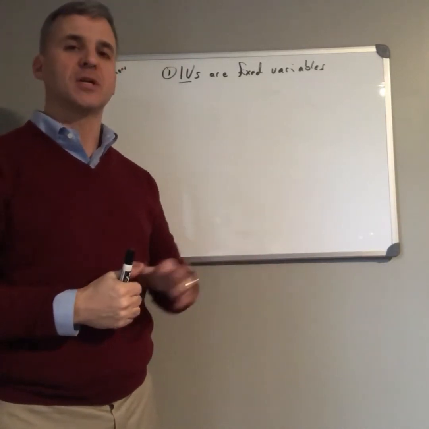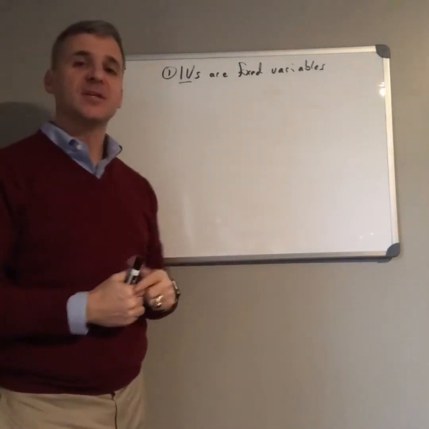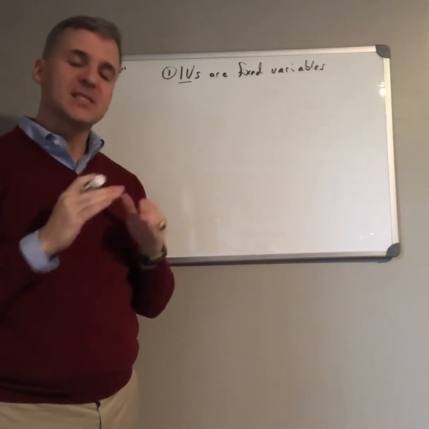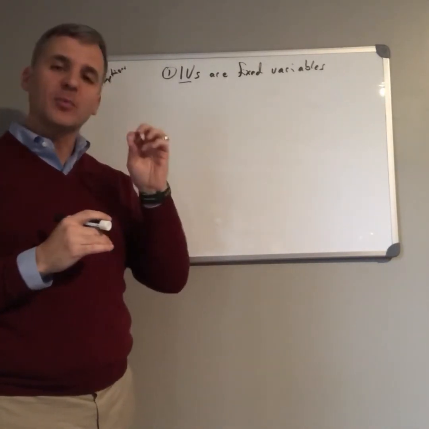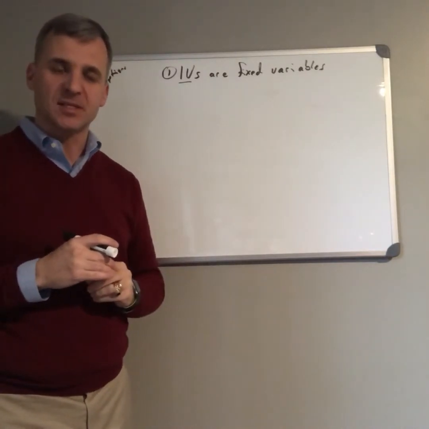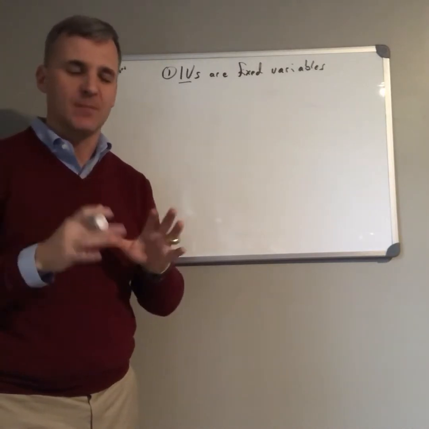Our first assumption in regression that leads to BLUE estimates is that our IVs, our independent variables, are fixed variables. Now, this does not mean that the independent variables are constants, right? It means that the variable levels themselves don't change after I do my analysis. They're fixed at where they were when I did my analysis. All right, what's that mean?